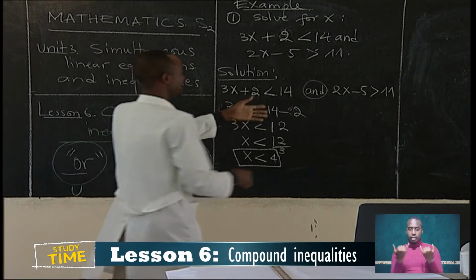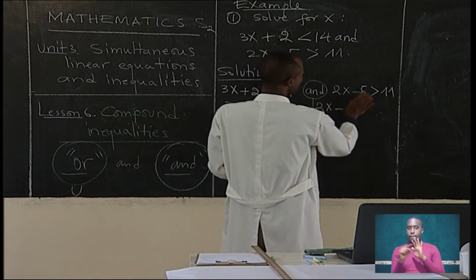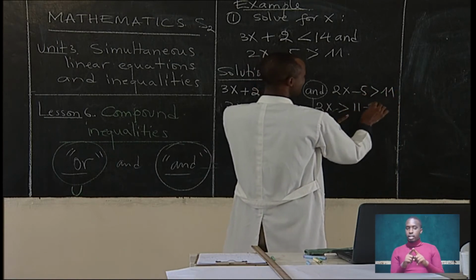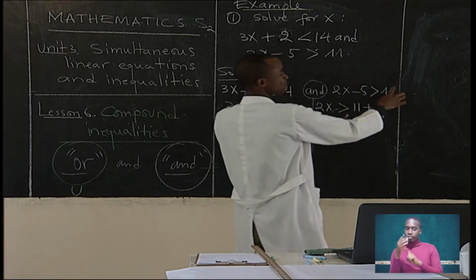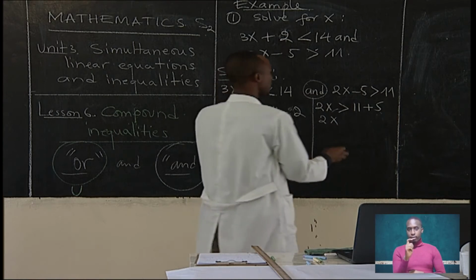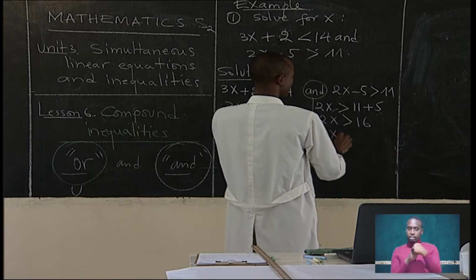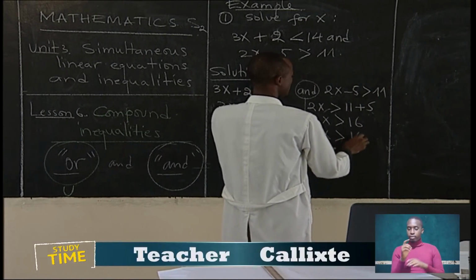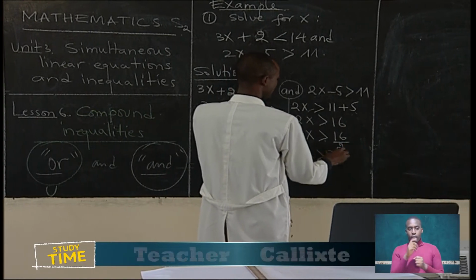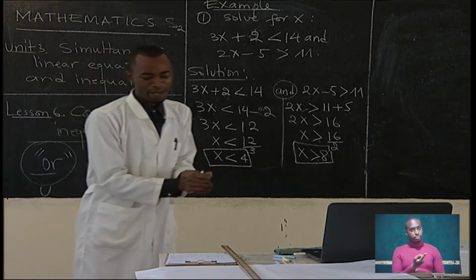Now, let's work on the other side. We have 2x minus 5. Here we have 11. And 11 plus 5, because this one goes on the other side. We remain with 2x, okay? Greater than, what do we have here? 16. And we have x. 16 over 2, we have x greater than 8. Do you see this?